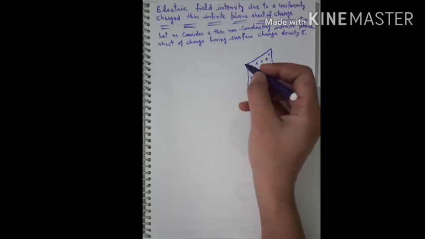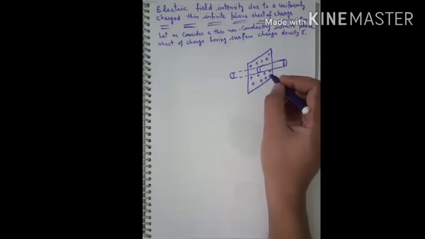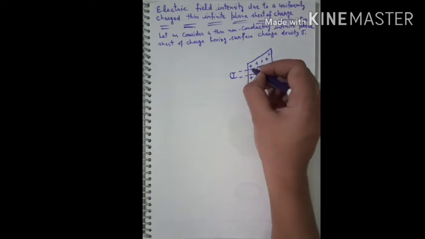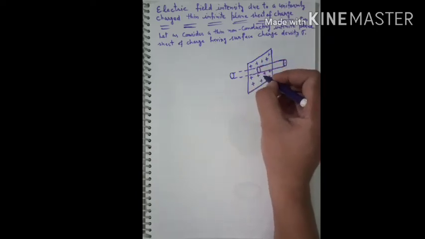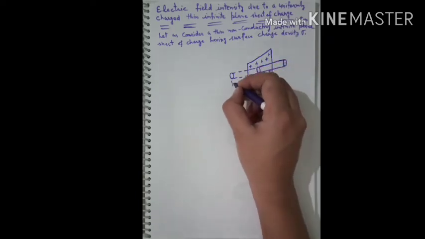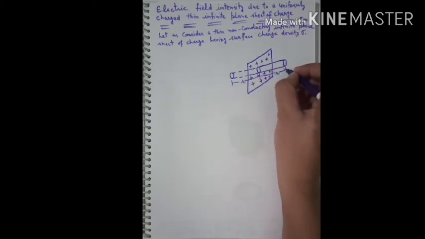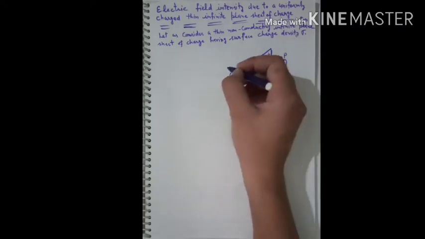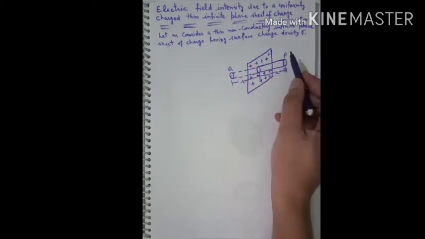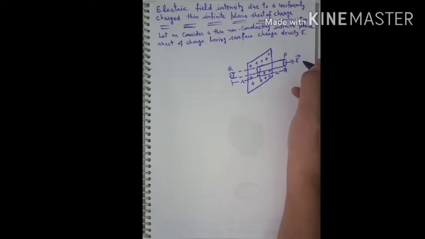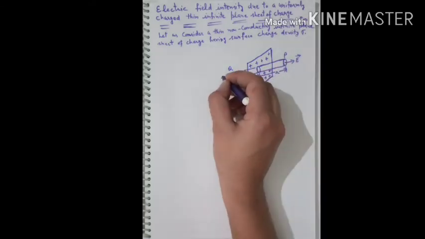So let us consider a cylindrical Gaussian surface of length 2r. The distance from here to here is r. This is also r. The total distance is 2r. Now consider two points, one is P and the other is Q. At points P and Q of this cylindrical surface, this is the direction of electric field intensity E.